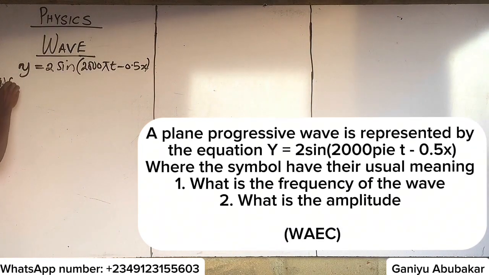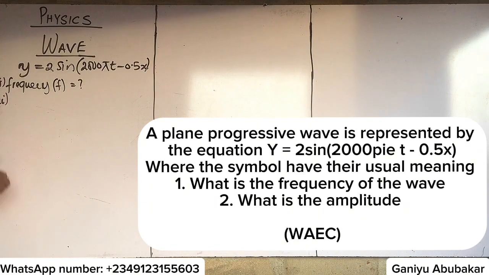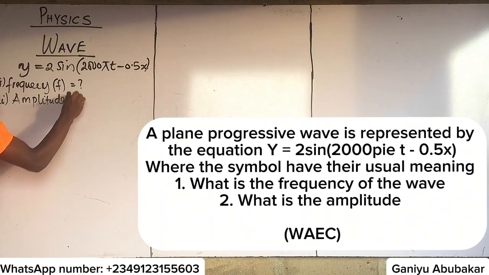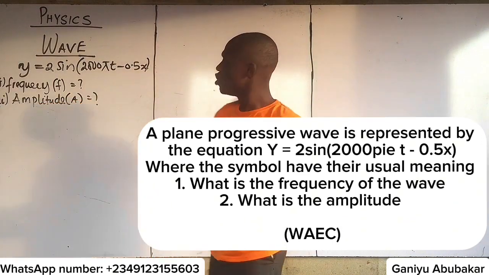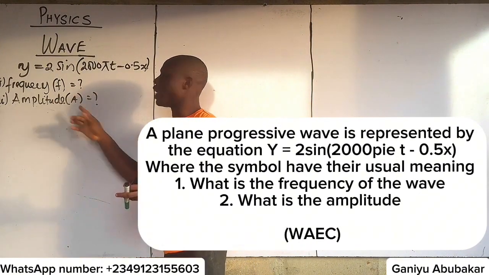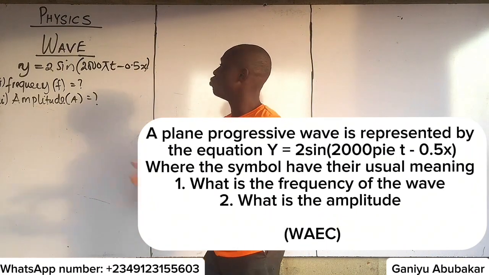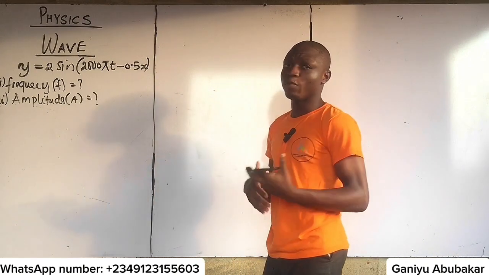Question I: frequency, that's f, of the wave. Question II: what is the amplitude, that's A, of the wave? Let's try to solve this question here. In this question, I'm looking for two things. What and what? Frequency and amplitude. And I'm given the equation to be y is equal to 2 sine 2000 pi t minus 0.5 x.